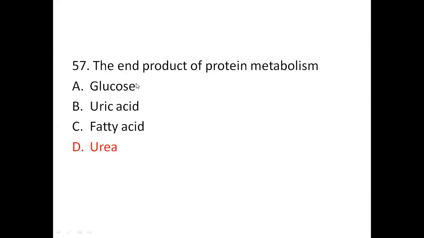Next question. The end product of protein metabolism. Option A, glucose. Option B, uric acid. Option C, fatty acid. Option D, urea. So the right answer is option D, urea.